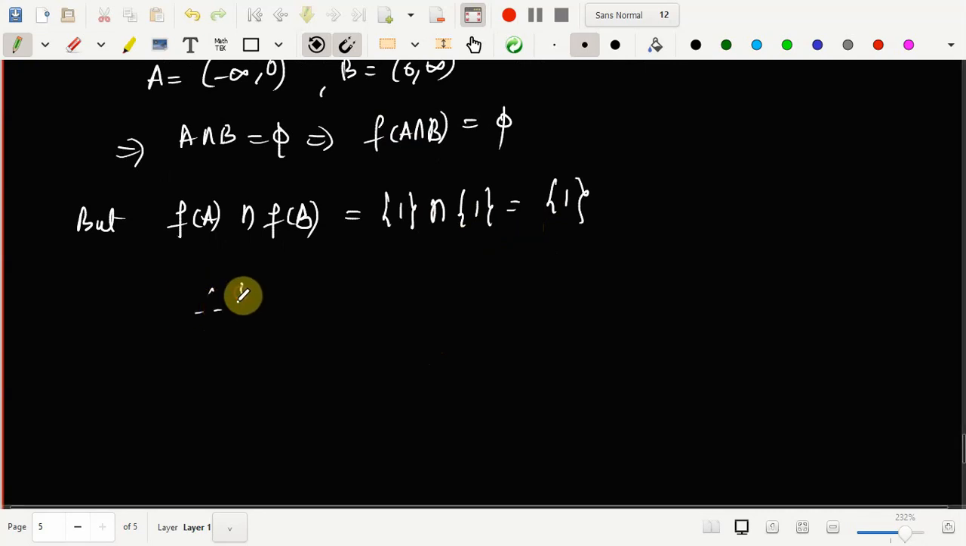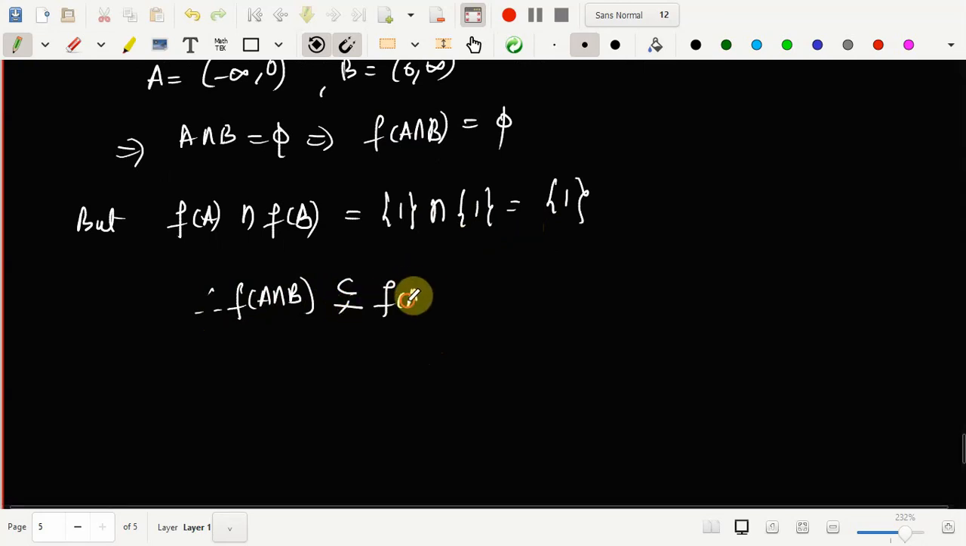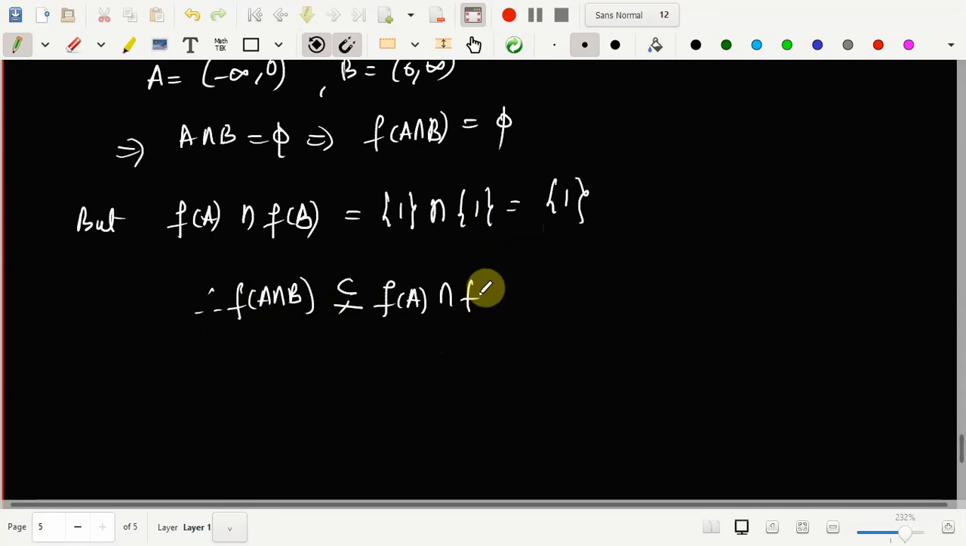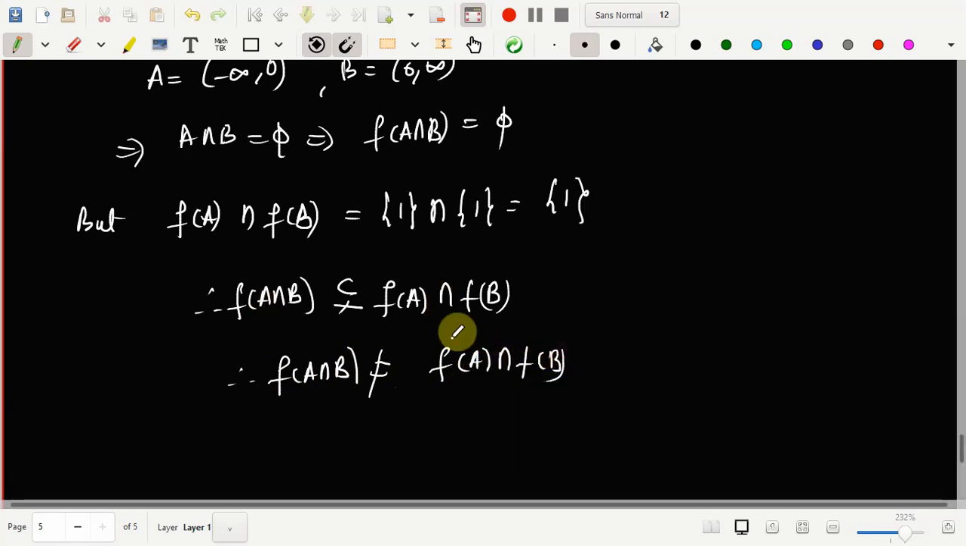So therefore you have f of a intersection b is contained in, what notation we use over here, we call this a proper subset of f of a intersection f of b, and therefore they will never be equal. This shows that f of a intersection b will never be the same as f of a intersection f of b. In fact, you don't look for an example wherein f of a intersection f of b is totally contained in f of a intersection b. That will never happen, because the other way around is always true. That is a proper subset of f of a intersection f of b.